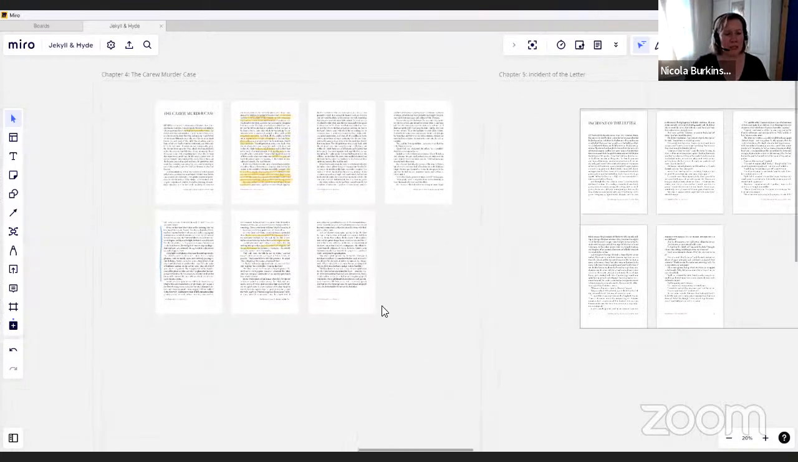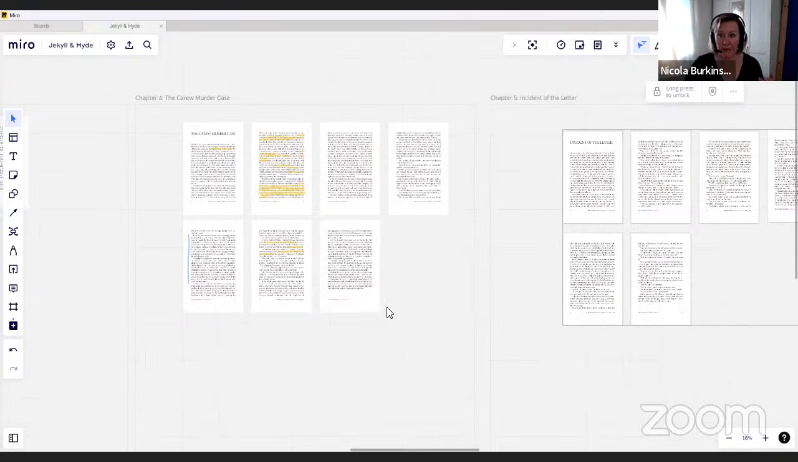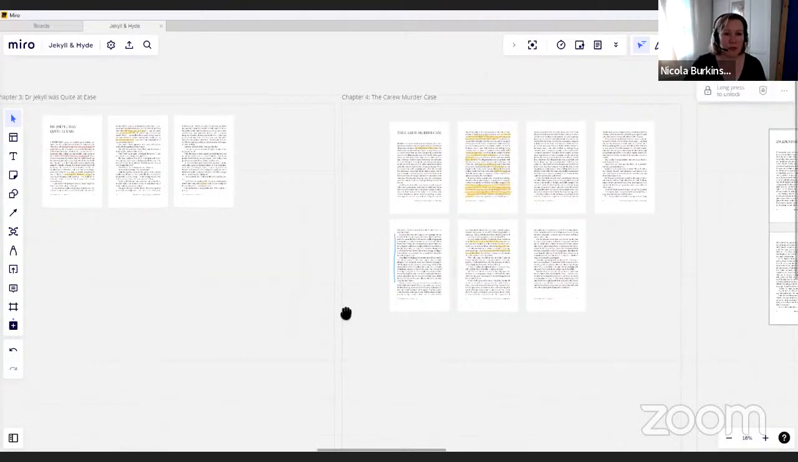But just before we get started, and again we'll start pretty much on 9 o'clock, I'm just going to have a quick recap of where we've got to. So first things first, the last thing that we read was chapter 4, which was the Carew murder case.